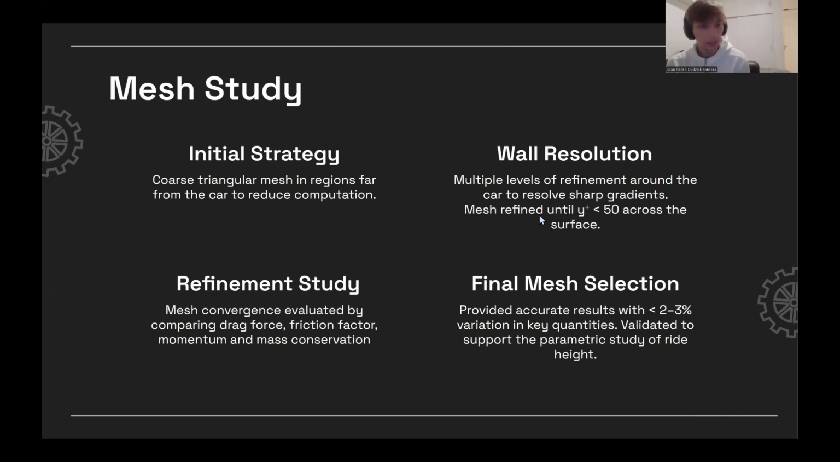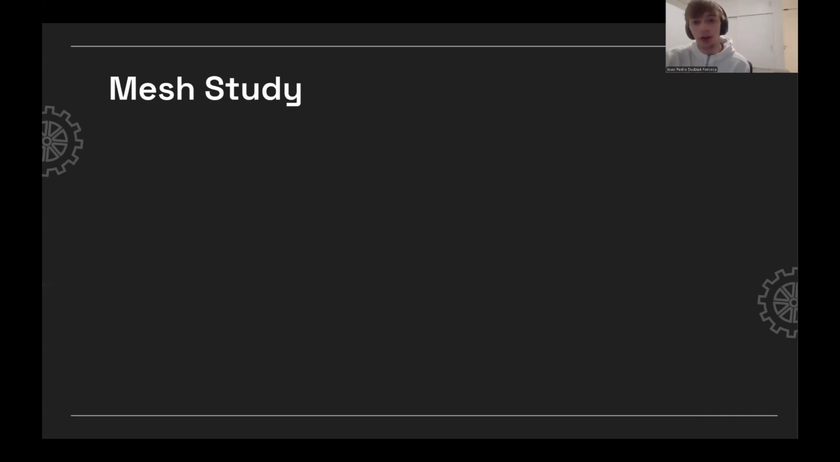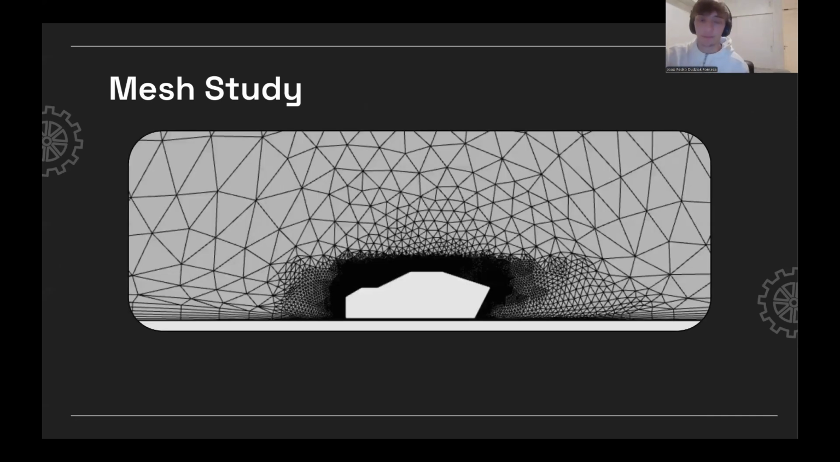Then a mesh study was conducted with the initial strategy of a very coarse triangular mesh in the regions that are far from the car, and then near the car, multiple levels of refinement. The meshes were analyzed based on the drag force, the friction factor, and then the mass and momentum balance. The final mesh that was chosen had around a 2 to 3% variation in the key quantities, which is very good. The final mesh looked like this, and it had around 20,000 nodes.